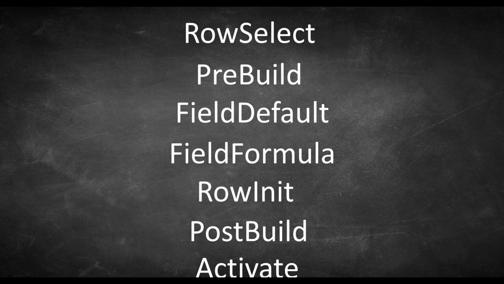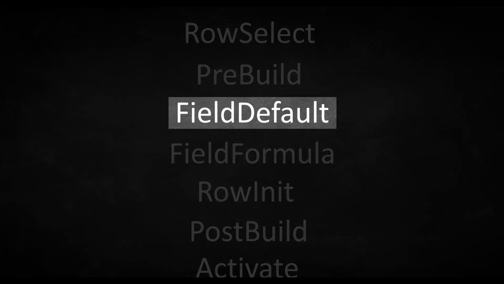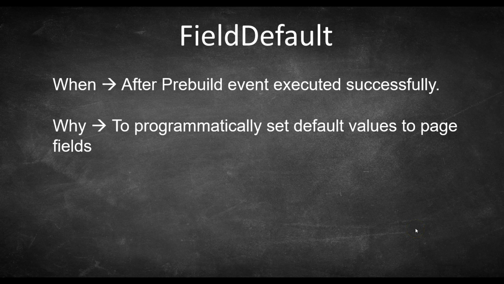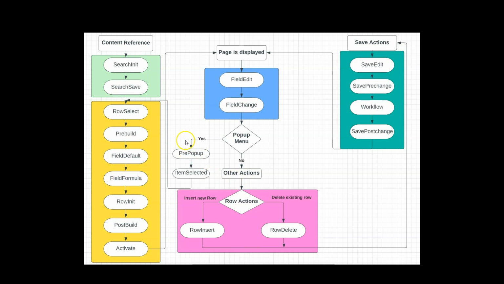As you have guessed by now, we can use the field default PeopleCode event to write the business logic for our requirement. Let's see how field default works. The field default event is triggered when the pre-build event for the component has been executed successfully. As you can see from the diagram, if the pre-build event is completed successfully, then the field default event is triggered. However, if the pre-build event has generated an error, in that case, the field default event will not be executed.